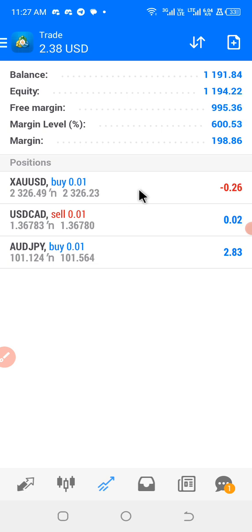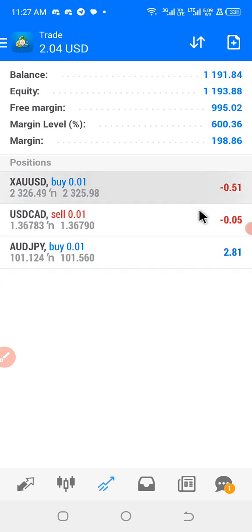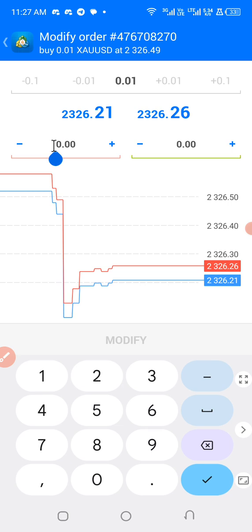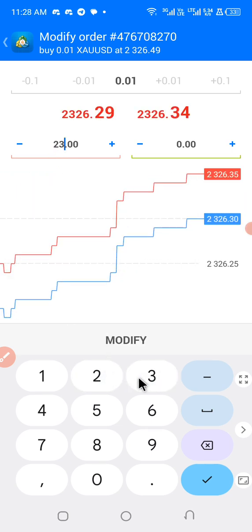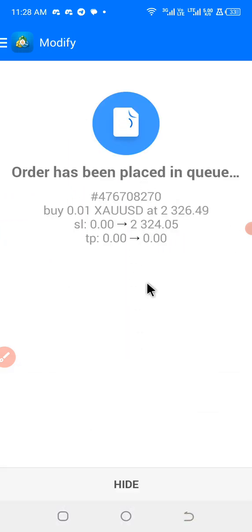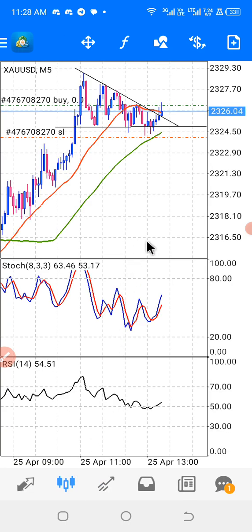So there's 2324.05. Let's modify, so let's put my stop loss there, and let the market roll.